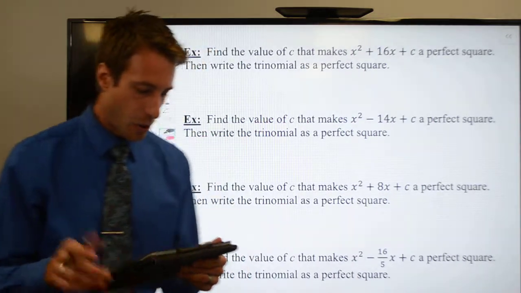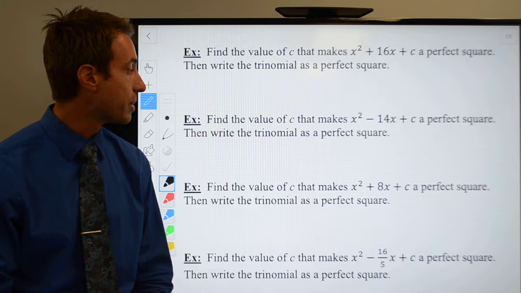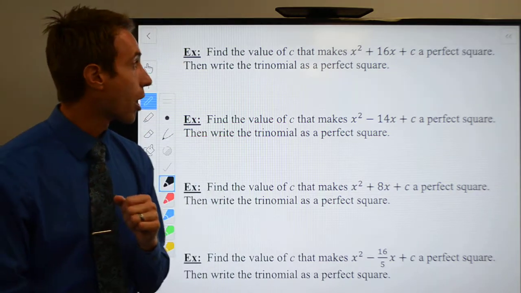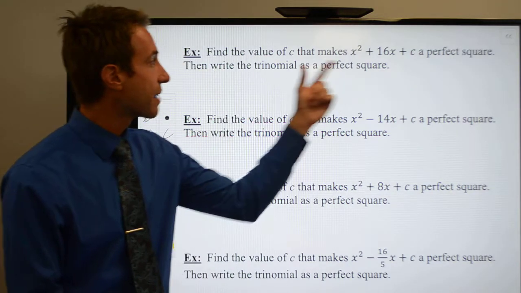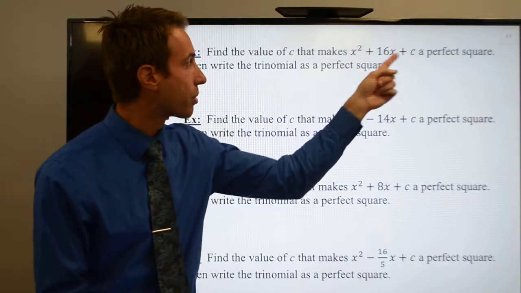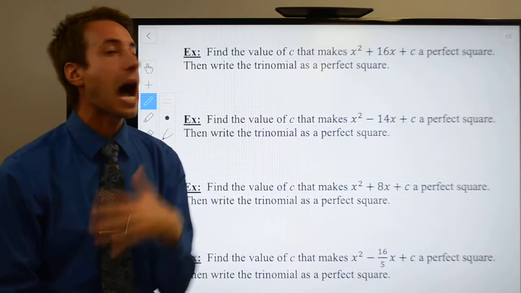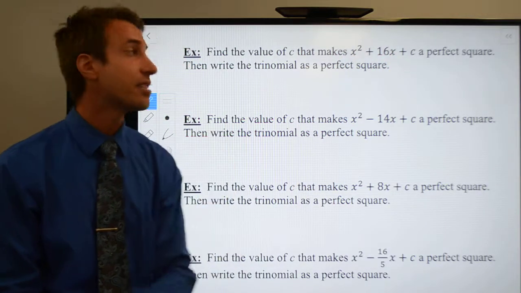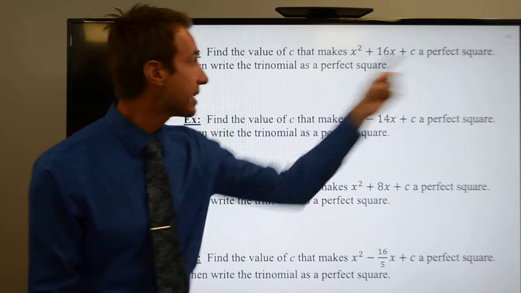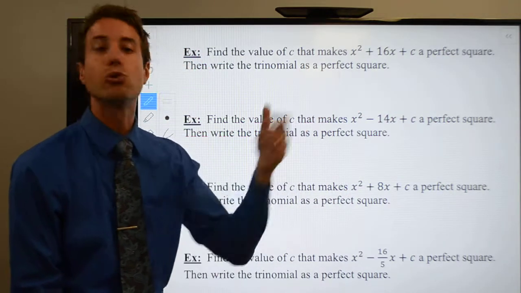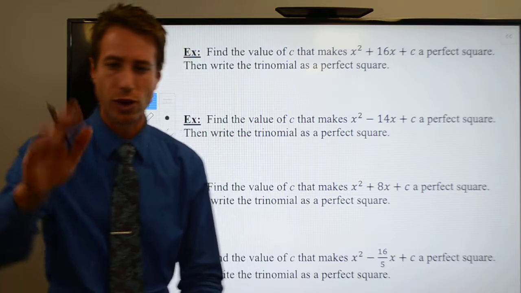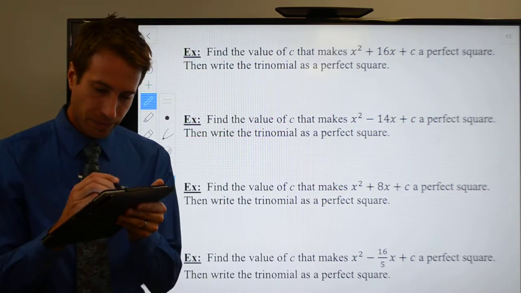Give you guys a little bit more practice here with completing the square before we jump into a couple of the trickier problems. So here we go. What I've done is I've given you this quadratic, x squared plus 16x plus c, and I'm asking you, right, to find the value of c that makes this a perfect square, and then I want you to write it as a perfect square trinomial. Piece of cake, here we go.